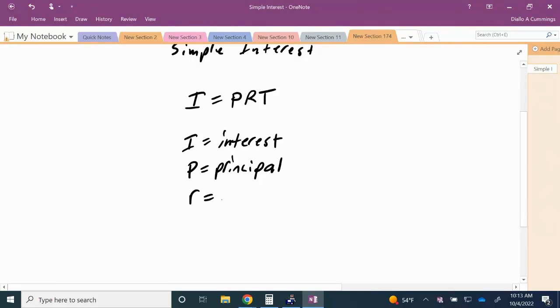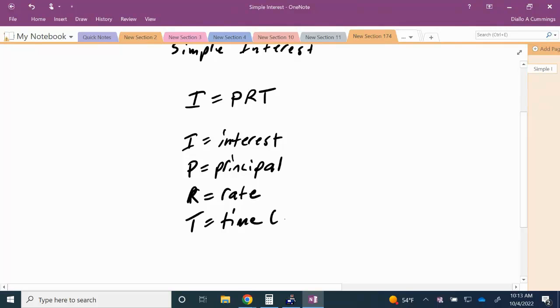R is the rate. So remember, when you're changing your percentage to a decimal, you must remove your percent symbol and move the decimal 2 places to the left. And then we have T, which is the time. And most important about the time, the time has to be in years.